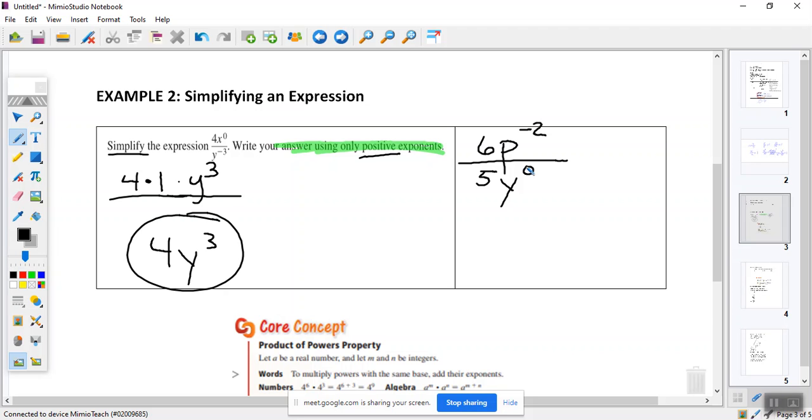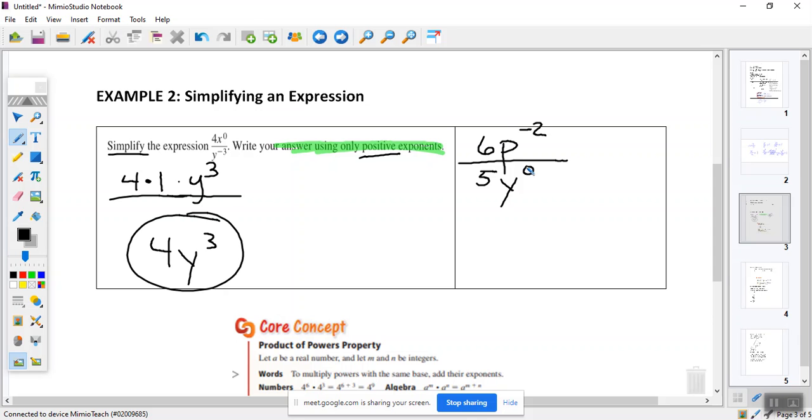How about the 6? Is the 6 okay up top? Yep. How about that p to the negative 2? Is that a good thing or a bad thing? That p to the negative 2 is a bad thing, right? Where do you want to move that p to the negative 2? Well, I guess maybe the first question is, why is p to the negative 2 a bad thing? Negative exponent, so I can make it positive. Where else? Opposite side of the fraction mark, okay?